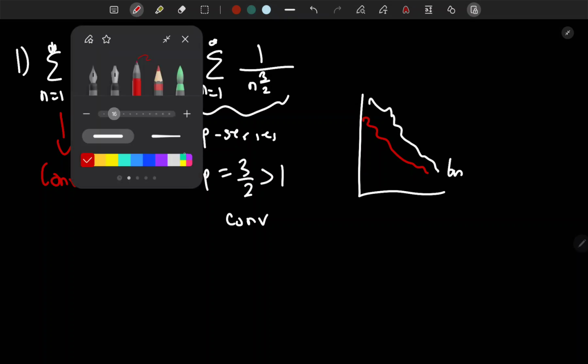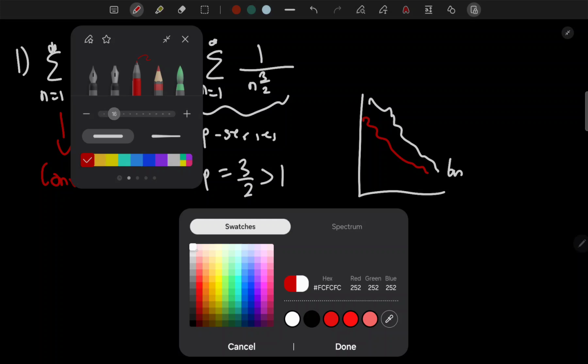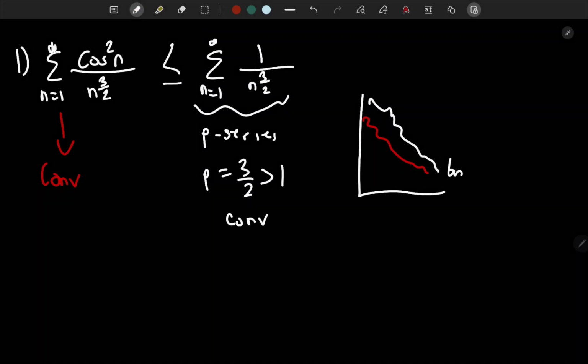So in this question we relatively had an easy b of n, but sometimes it's very difficult to evaluate and find the b of n and compare it to the original a of n. So let's do more examples. Our second question here is the sum from n equals 1 going to infinity of 5 over 5n minus 1.